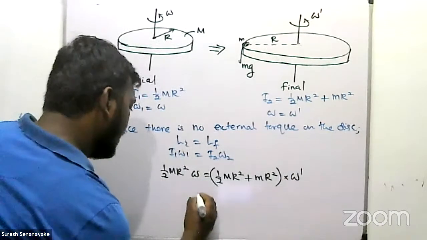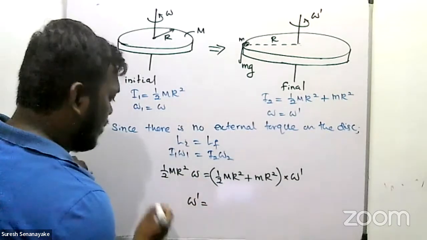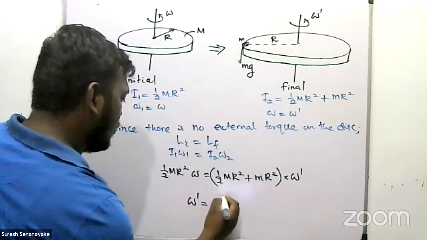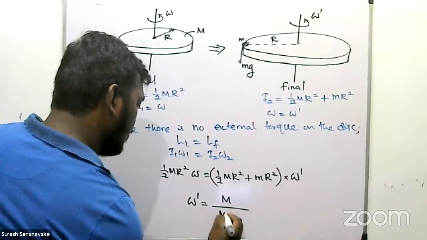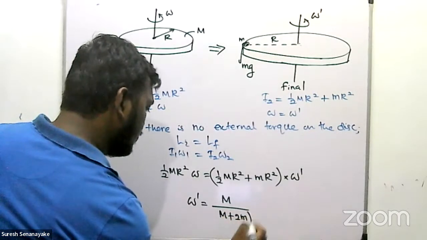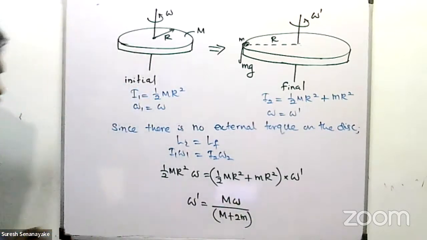Then omega dash equals, M and half, you can multiply by 2 also, so M over M plus 2m, times omega. Omega dash equals M omega divided by M plus 2m. So this is the angular velocity after the small mass m sticks on the edge of the disk when it is rotating with angular velocity omega.